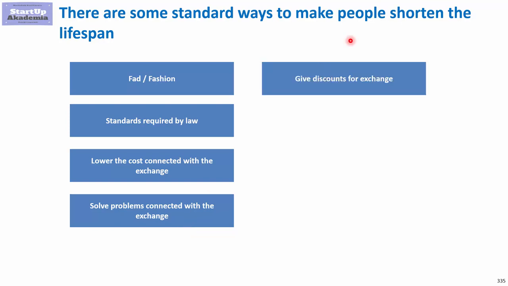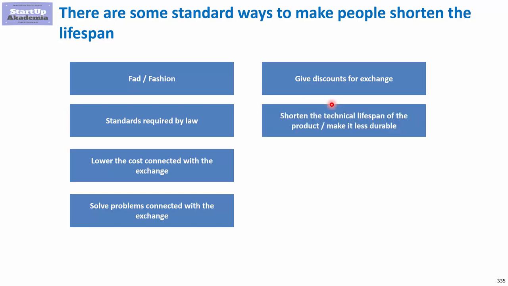You can also motivate the customer to exchange the product by simply giving some sort of a discount for the old product or for the exchange. Another way, which is not obviously liked by the customer, is to shorten the technical lifespan of the product to make it less durable. One of the problems Mercedes had in the 80s is that it made too durable products that could last 20 years.